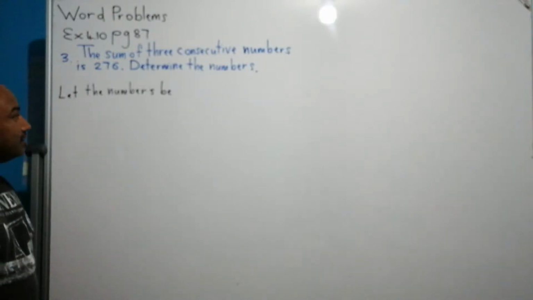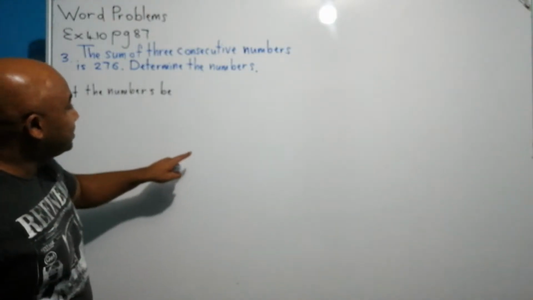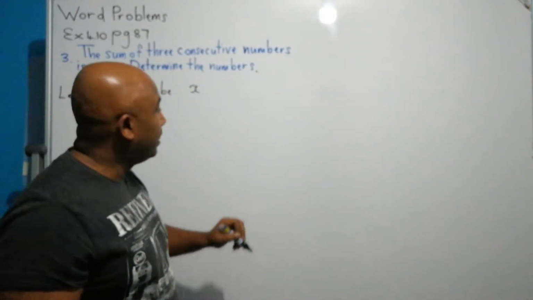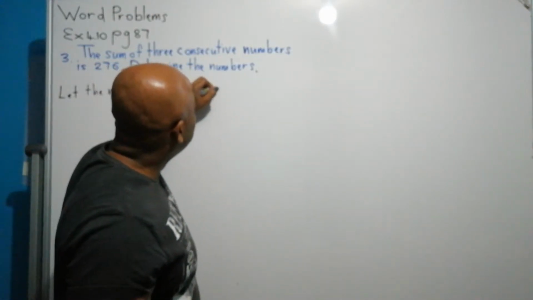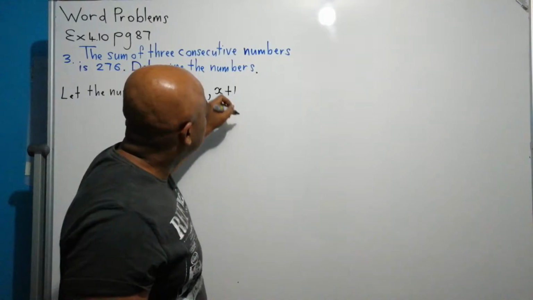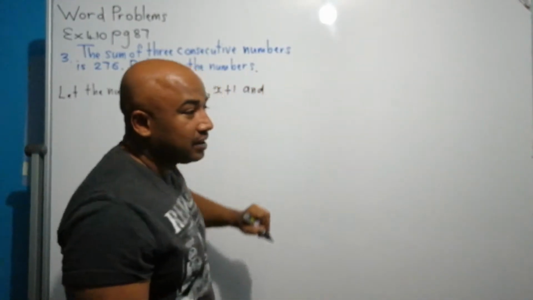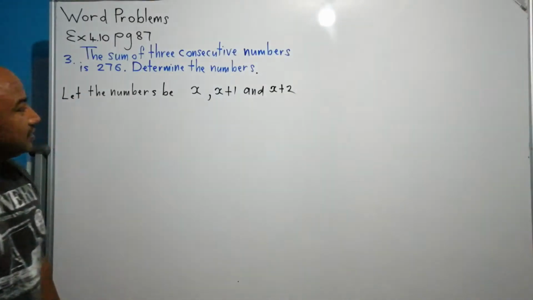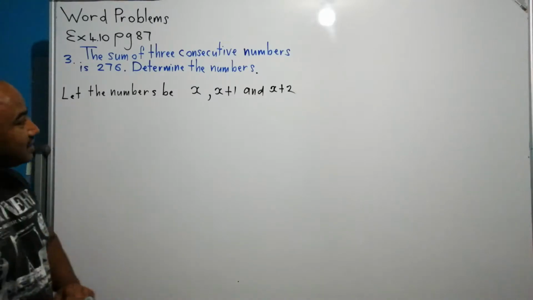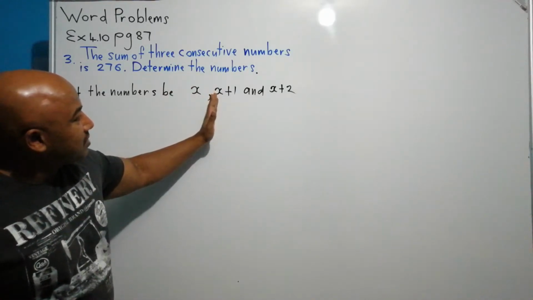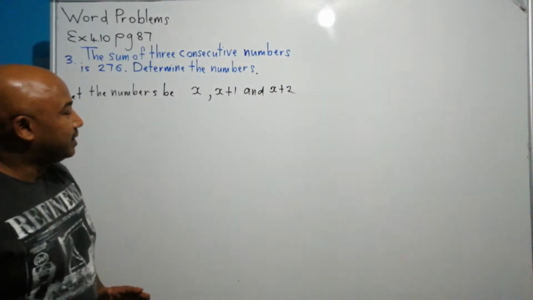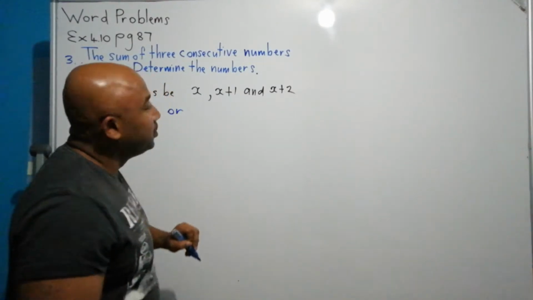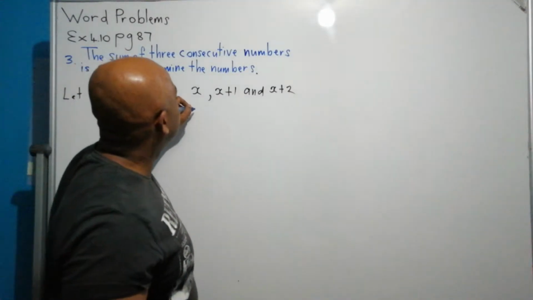So let's assign a variable to each number. Let the numbers be, if you want to call the first number x, then the next consecutive number will be x plus 1, and the third consecutive number will be x plus 2. Okay, so we identified the first number as x, the second number as x plus 1, and the third number as x plus 2.